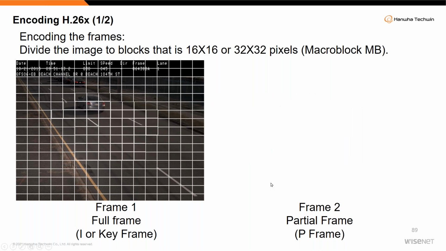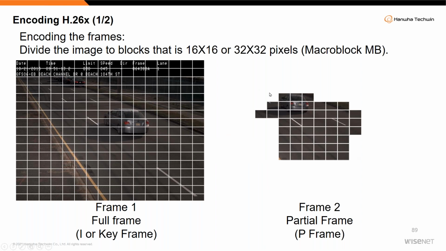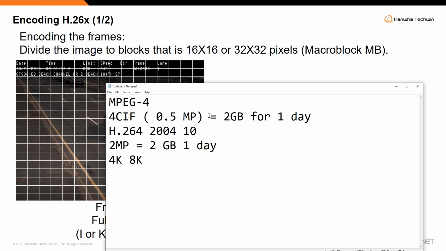How much data is reduced? Almost 70 to 80% of the data has been removed in the next frame. So when you're sending 25 frames per second, only one frame is an I-frame. It's called the keyframe or the main frame. The remaining are just P-frames, or partial frames. That's why you're not using 55 GB of data for 5 minutes. Now we are only getting 2 GB of data for one day because it is H.264.